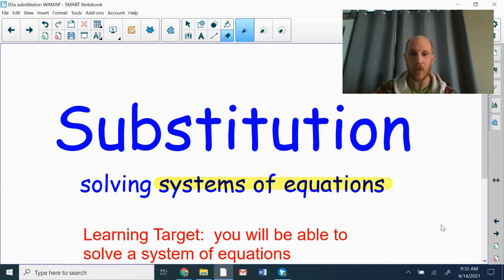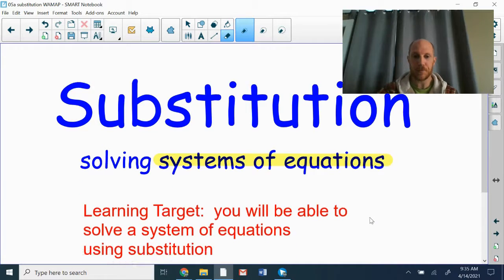Well, today we are looking at substitution, solving systems of equations using substitution. And to learn how to solve systems of equations means to take two equations and deal with them together as a system. Altogether, there are 3 methods we will learn to solve a system of equations, and substitution is method number 2. So our learning target: you'll be able to solve a system of equations using substitution.